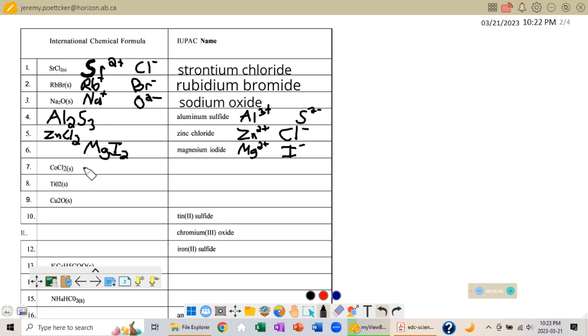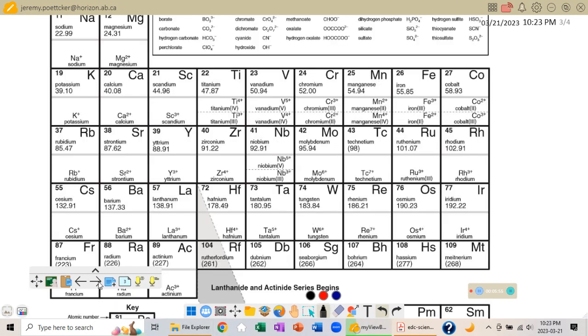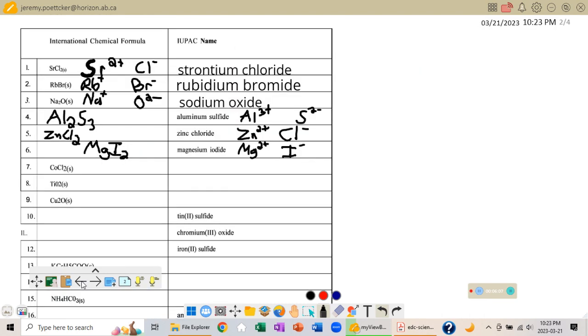All right, when we get to the next one here with cobalt and chloride, I look on my periodic table and I see, in fact, that cobalt, there it is, can either be 2+ or 3+. So now I am going to need to use my Roman numerals. So when I head back over here, I take a look at this and I find out that each of my 2 chlorides are 1-. Means I have a grand total of 2 minuses.